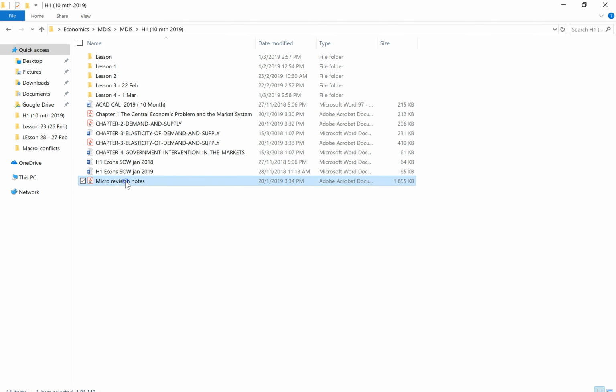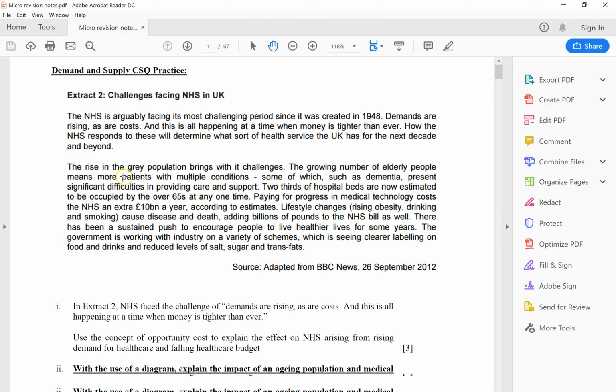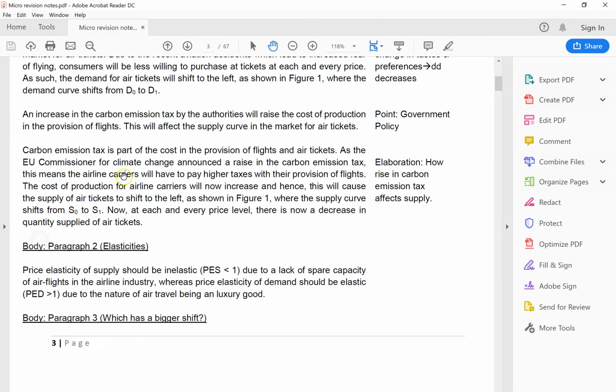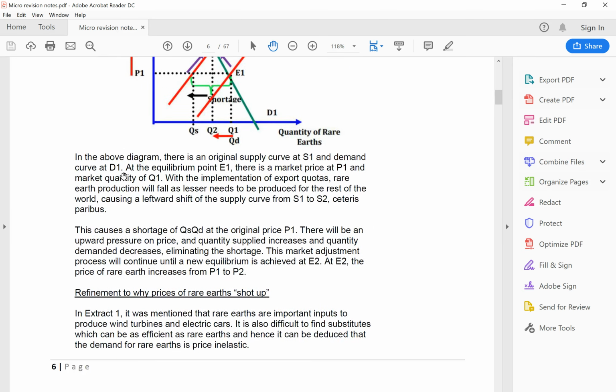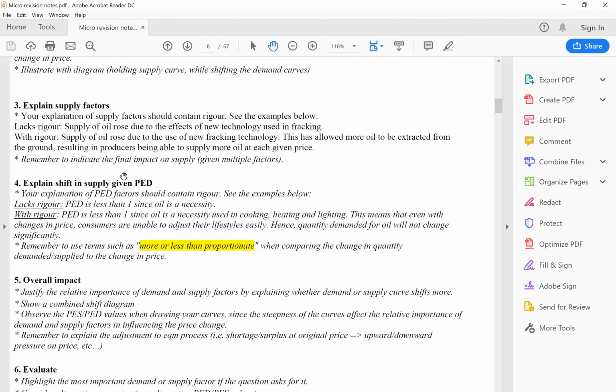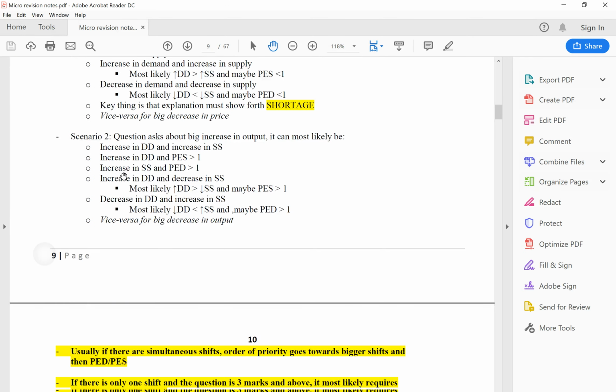Okay, let's look at the micro revision notes. The questions. So there's some questions here. Let's go to page. So a typical question they will ask you will be like, yeah, finishing it.